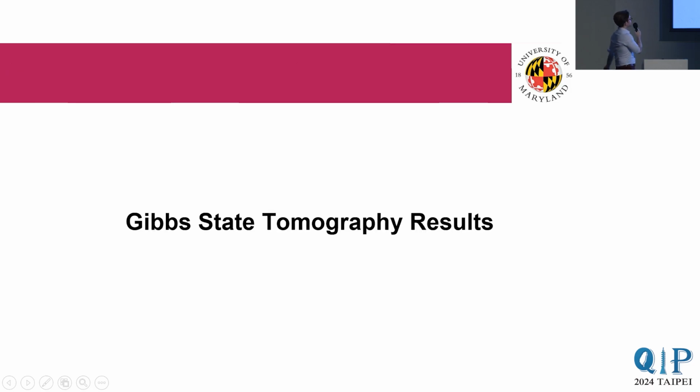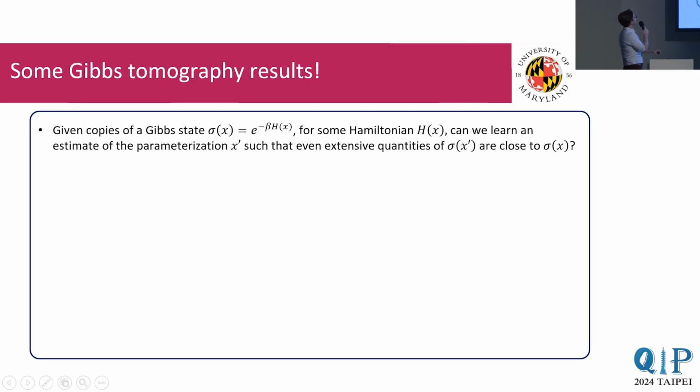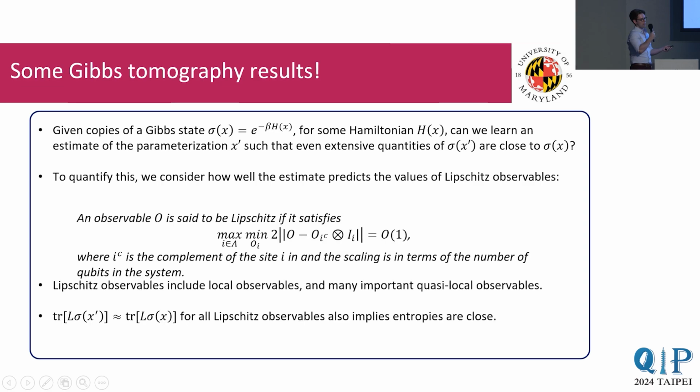Okay, so I've got a couple of minutes left, so I'm going to just power through some results on Gibbs state tomography that my collaborators insisted that I include. So as a shoehorned-in result, we also thought about learning Gibbs states. In particular, if I give you multiple copies of a Gibbs state, can you come up with an estimate for the parameterization of the Gibbs state such that the extensive quantities of the corresponding Gibbs state are close to the true value? What I mean by extensive values is, can we estimate the values of Lipschitz observables to high precision as well as just local observables?